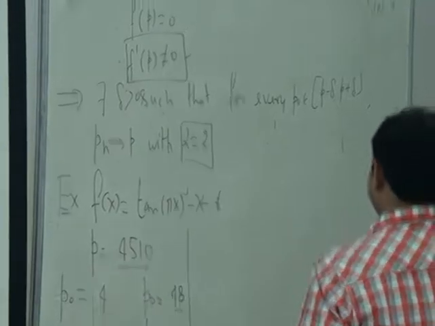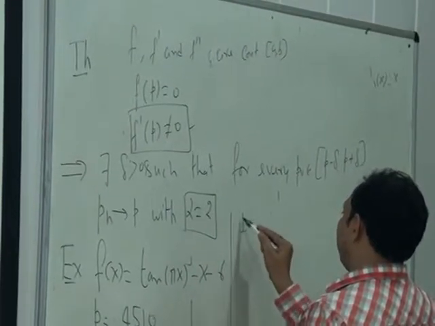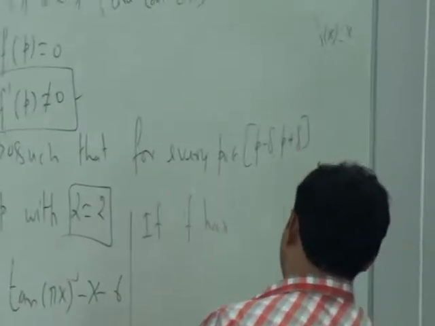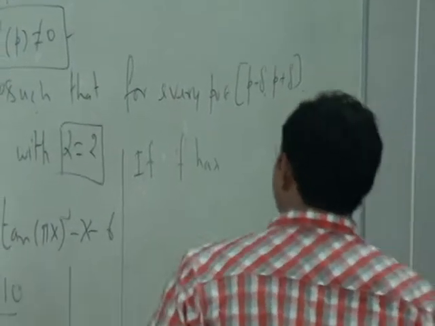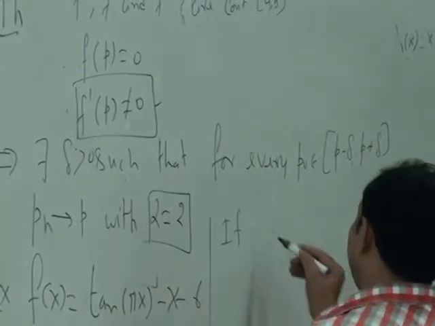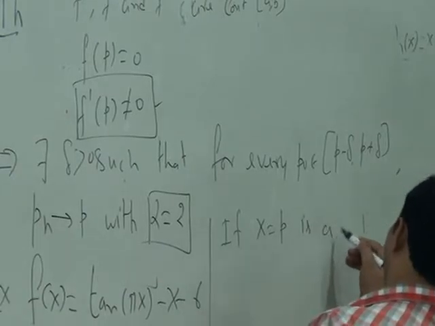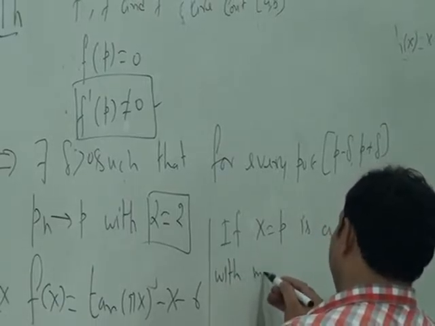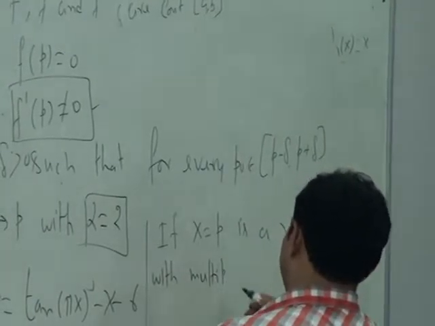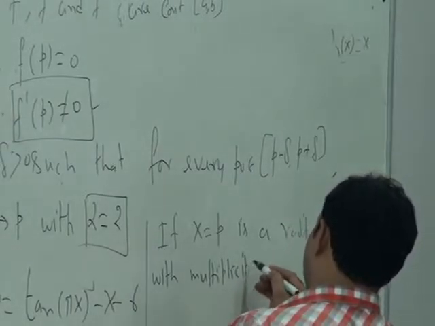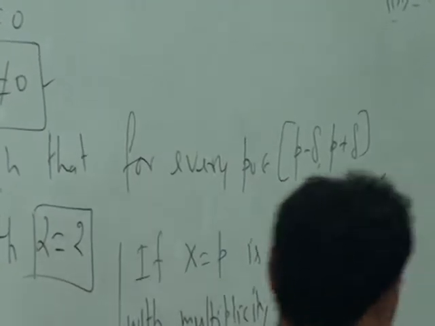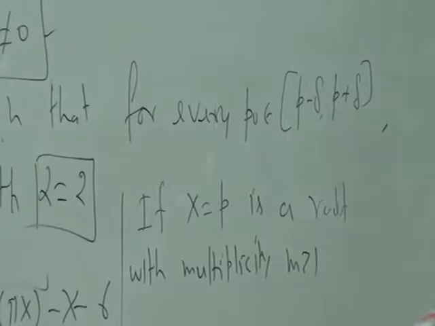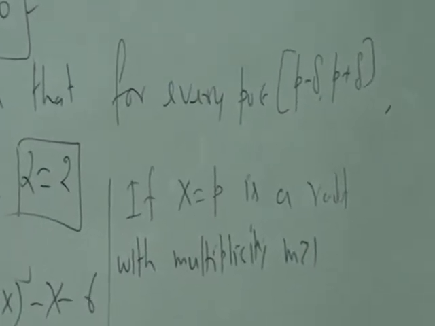So now the question is, if f has a root, write your line: if x equal to p is a root with multiplicity, let's say m, which is greater than 1, correct? In that case we have f dash p equal to 0, correct? Then how do I start?